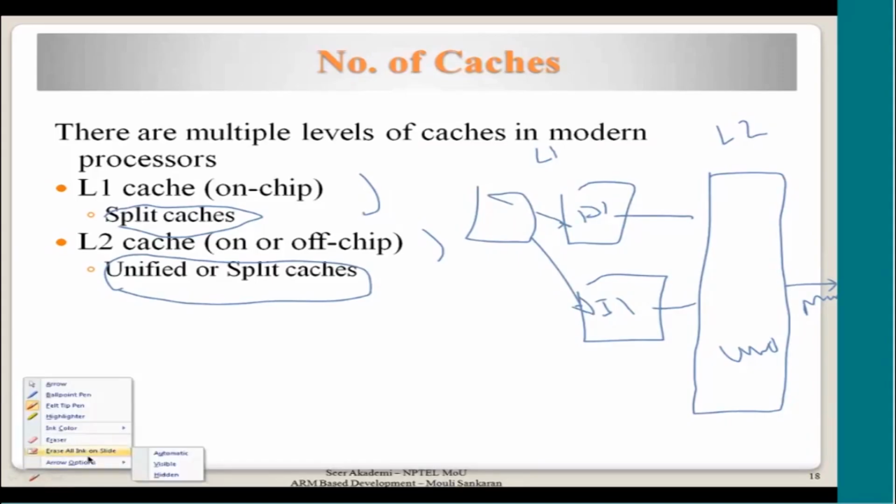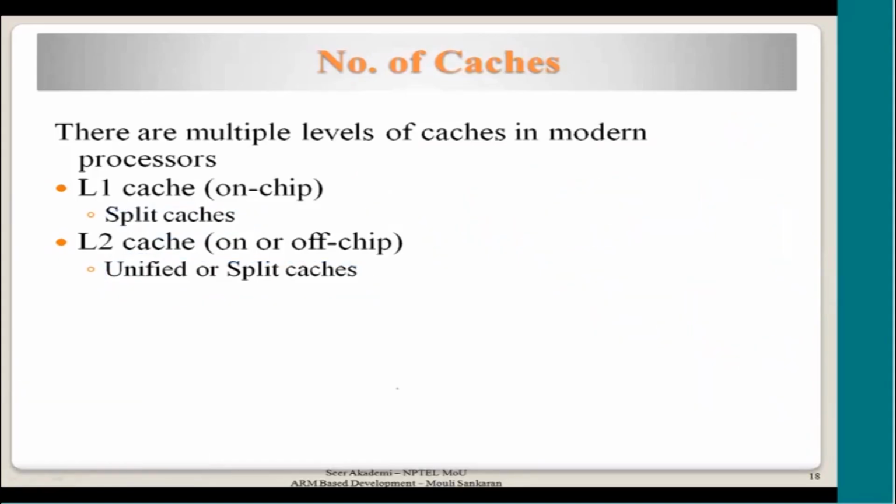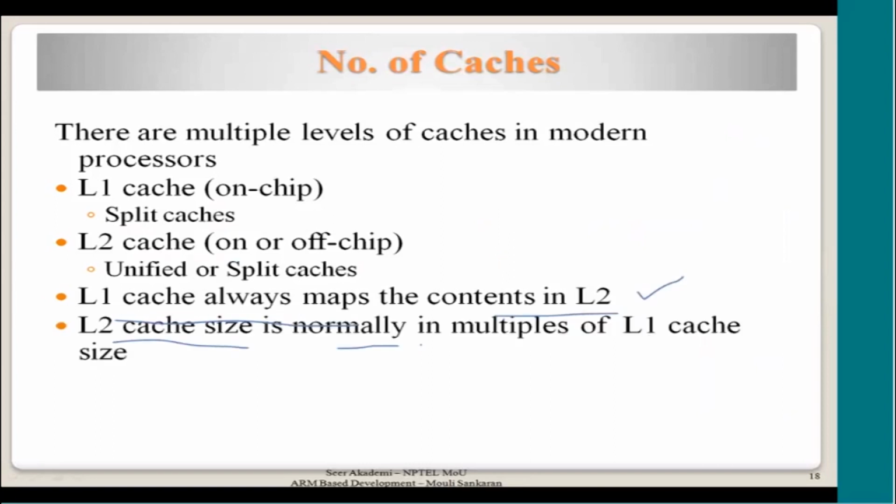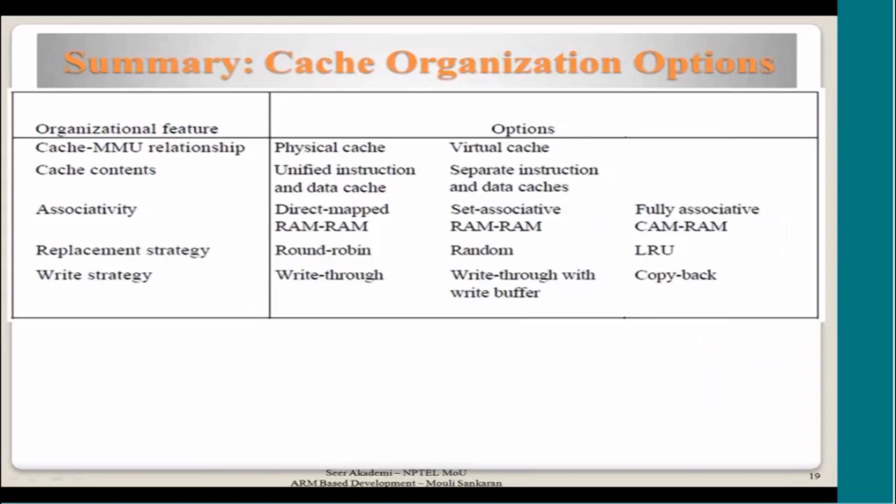When you see any processor architecture internal diagrams or blocks, you should be able to relate more. So L1 cache always maps the contents in L2. Okay, this is very important. L2 cache size is normally in multiples of L1 cache. I told you that. Okay, that's all. So what are the different design parameters? Now if you see each of the elements, you should have very good clarity and familiarity, and not only familiarity, you should also understand that.